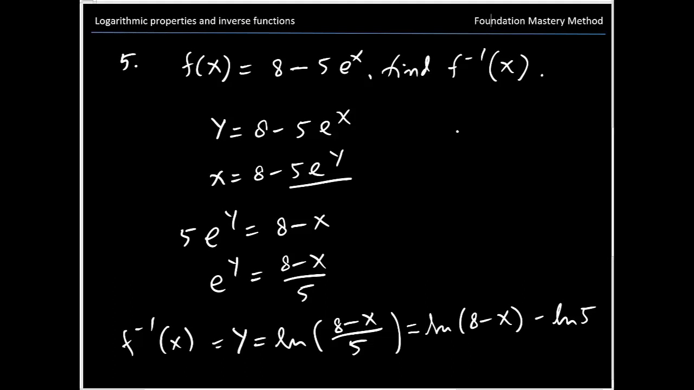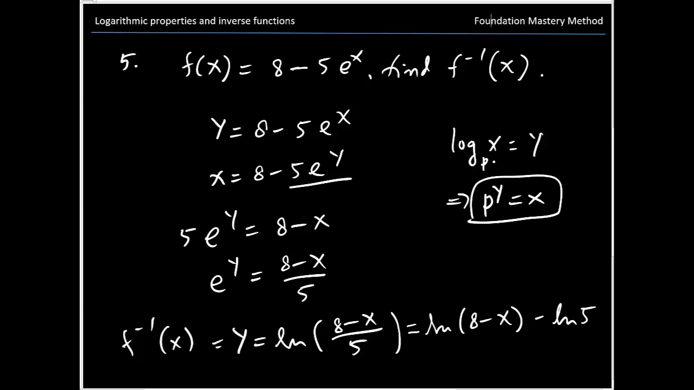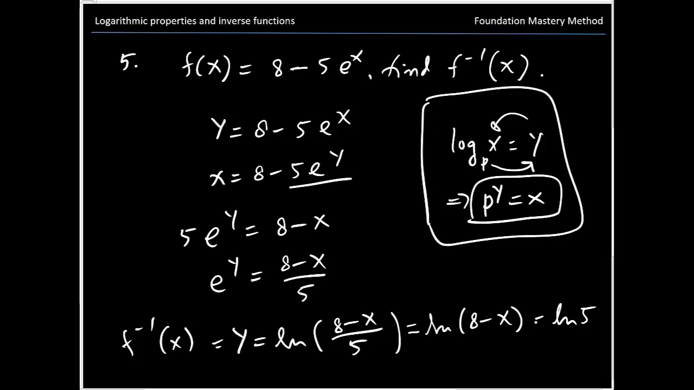I'm giving you one quick link here: if you have logarithm of x base p equals y, then the exponential form will be p to the y equals x. That means p has exponent y, that will give the answer x. That's why people say logarithm is an exponent. So y is the exponent and p is the base. This one we have applied here to isolate y from e to the y.